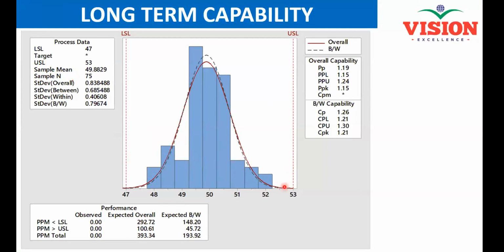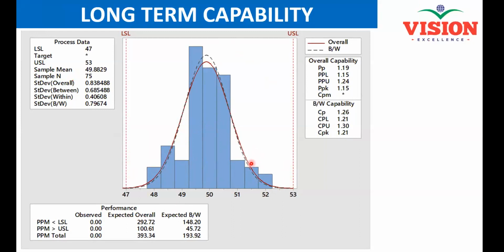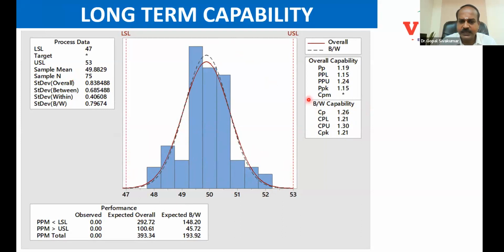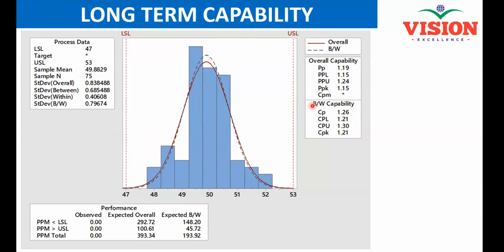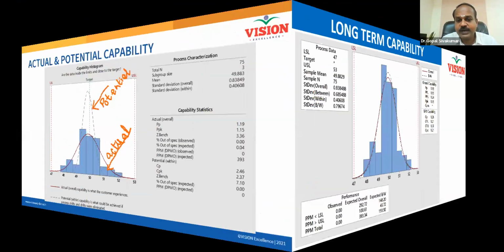Now you see here, the dotted line and the red color line are close to each other. Why are they close to each other? Earlier, the dotted line was representing within capability. Am I right? Now the dotted line is representing something known as B by W capability. You know what is B by W capability? B means between, W means within. That means it is a combination of within capability and between capability. And that's why the curves are close to each other. In the earlier case, they are far away. You can see here.